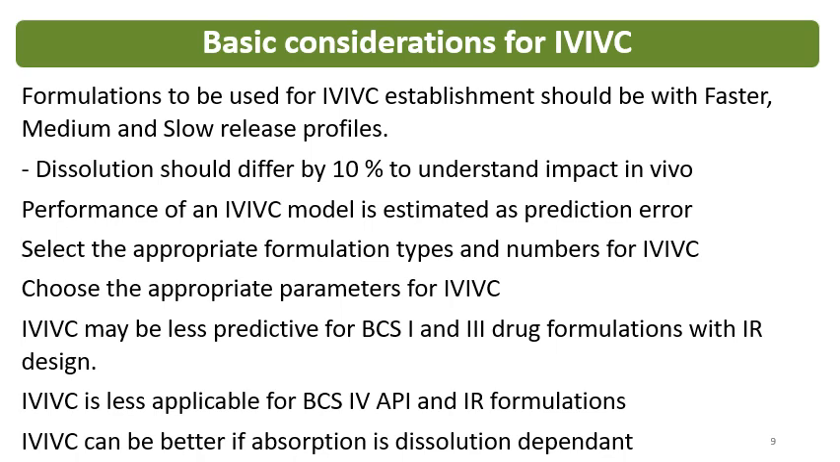Performance of an IVIVC model is estimated as prediction error. So prediction error should be estimated very crucially. Select the appropriate formulation types and number of formulations for IVIVC. Generally, the fast, slow and medium type of release profiles or matching type of release profiles are used. But if you want more formulations and more number of studies, then IVIVC will be less limited. Choose the appropriate parameters for IVIVC. That means if your formulation behavior is understood well, then you can establish the appropriate parameters.